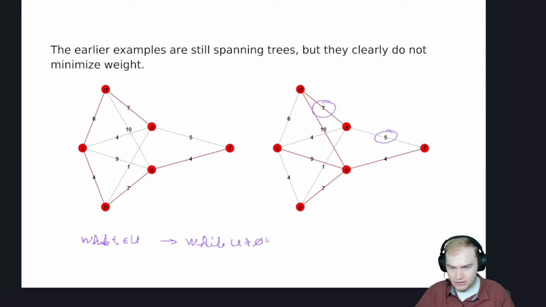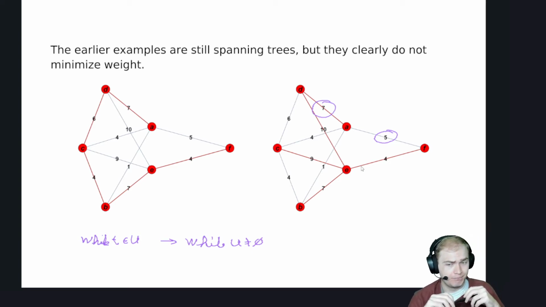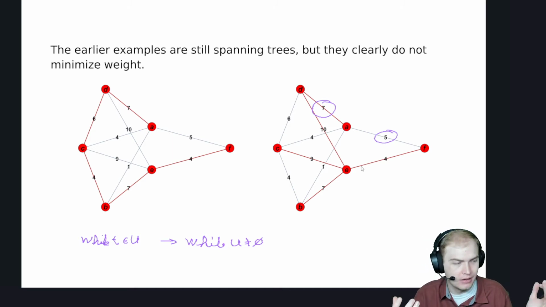So while there's something in the unvisited set, keep doing that iteration. That's the only change you need to make, and it will find a certain class of minimal spanning tree. We'll find the spanning tree that has its root sort of at the starting vertex, the S. And that's not necessarily the same problem. It sounds very similar. It's usually called the minimal transit problem. It's not always equivalent to the minimal spanning tree, but it's a similar problem, and we already have an algorithm to do that.